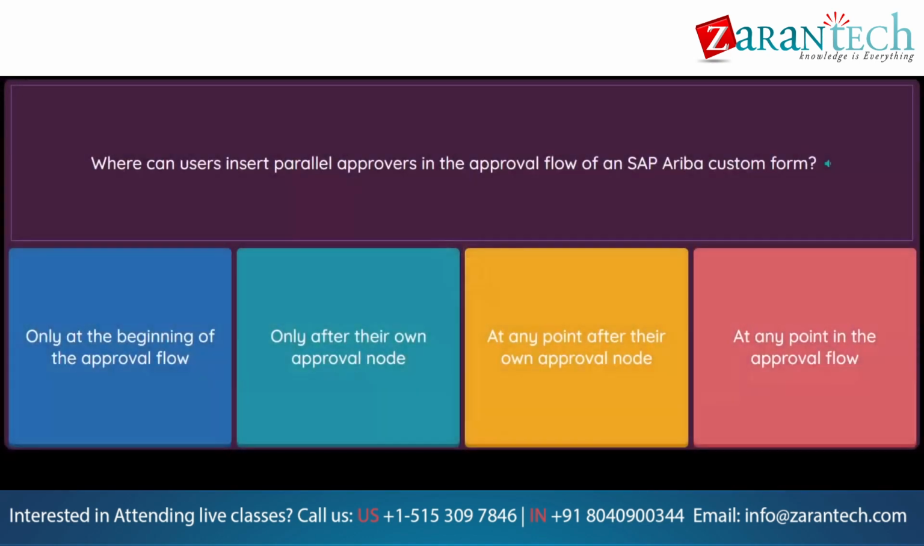Question: where can users insert parallel approvers in the approval flow of an SAP Ariba custom form? Option 1: only at the beginning of the approval flow. Option 2: only after their own approval node. Option 3: at any point after their own approval node. Option 4: at any point in the approval flow.